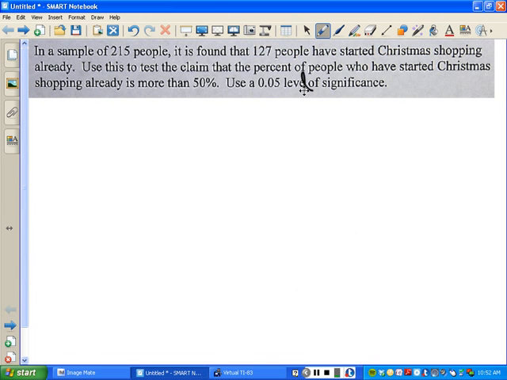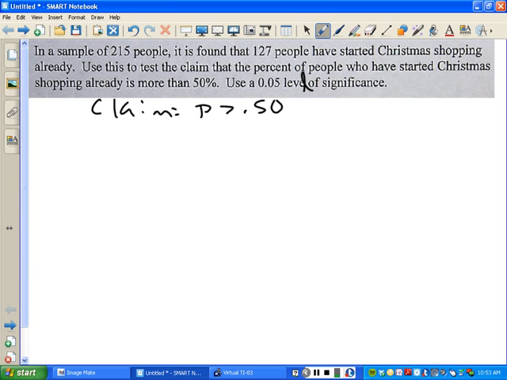What's our claim here? The first thing we need to do whenever we're doing these things is figure out what the claim is. You've got to take it from words and put it into a mathematical statement. So the claim is that the percent of people is greater than 50. So our claim is that P is greater than 0.50. That's the first thing we need to figure out.